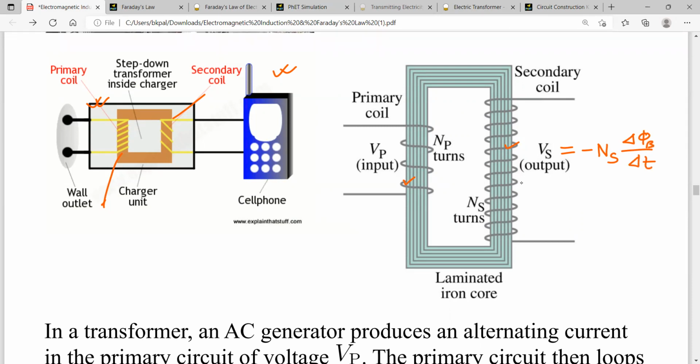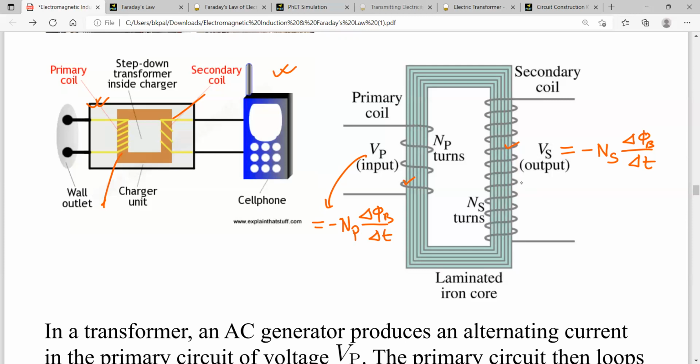Now this delta phi over delta t is basically the same in the primary coil. So we can also write this as negative Np delta phi B over delta t. So there is only one change in the magnetic flux, that is delta phi B over delta t.